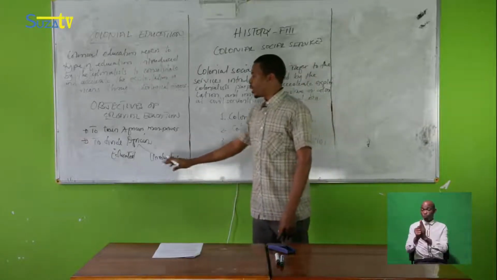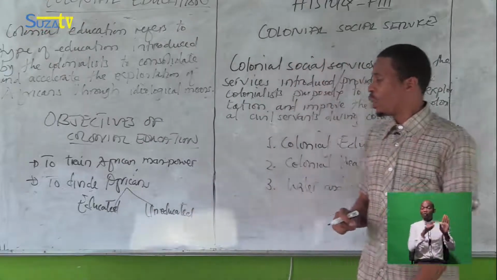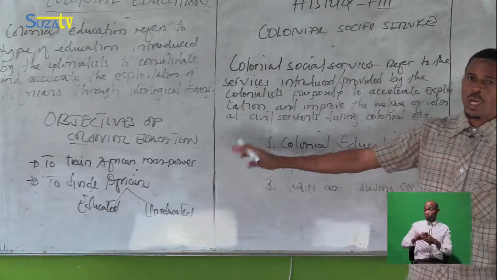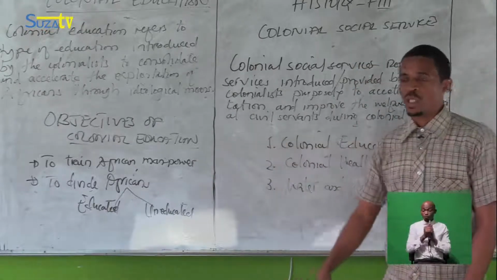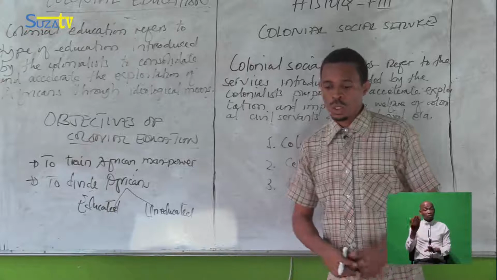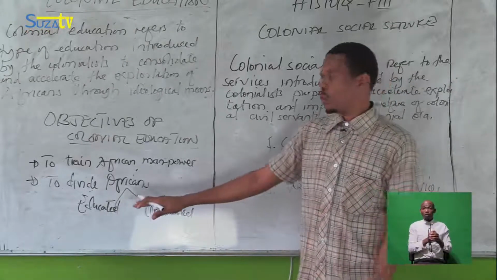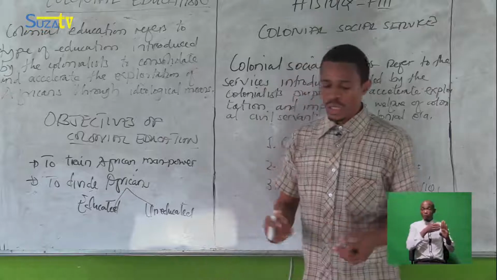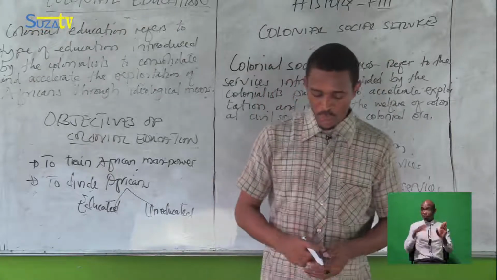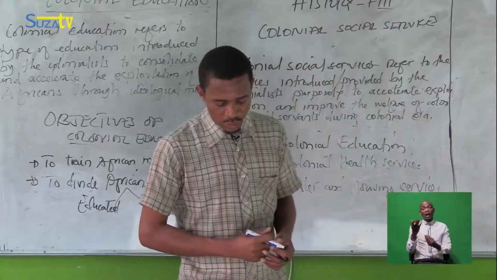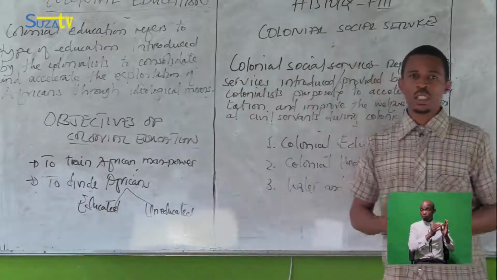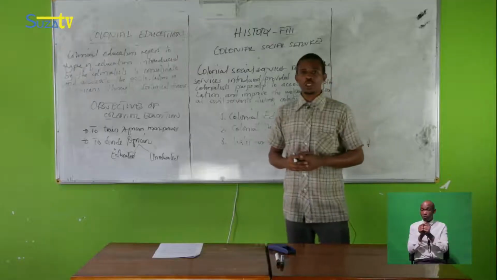The Africans who got colonial education, as educated Africans, were used by the whites to control their fellow Africans who were illiterate or who did not acquire colonial education. So one of the objectives of colonial education was to divide the Africans. I hope we're together. Another objective is to facilitate raw materials production.